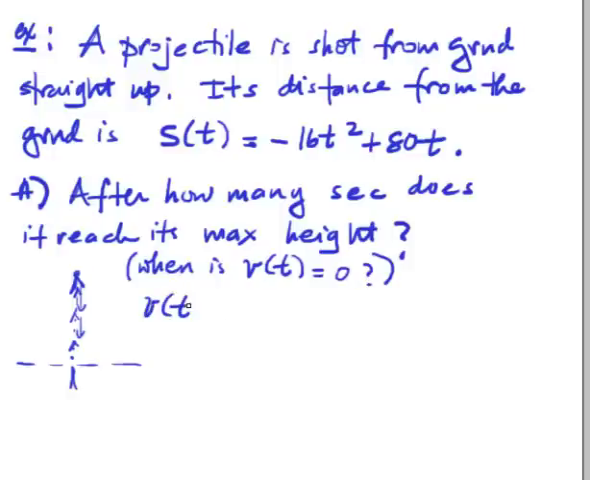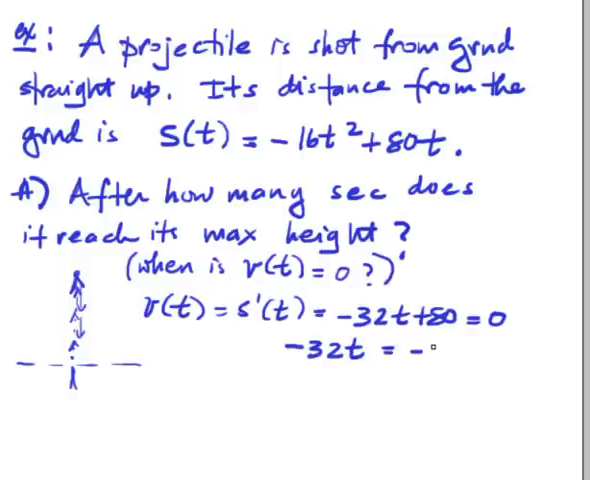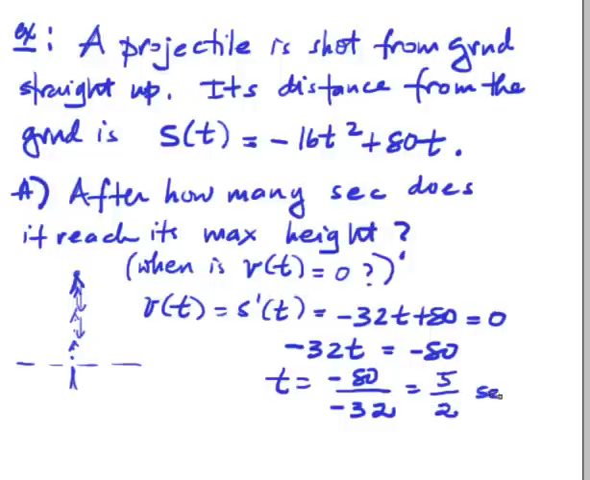All right, so we know that v of t is s prime of t, which is, just differentiate this, minus 32t plus 80, and set it equal to 0. So we have minus 32t is equal to minus 80. T is equal to minus 80 over minus 32, which is 5 over 2 seconds. That's 2.5 seconds. So that's when the projectile reaches its maximum height. So that's the answer to part A.